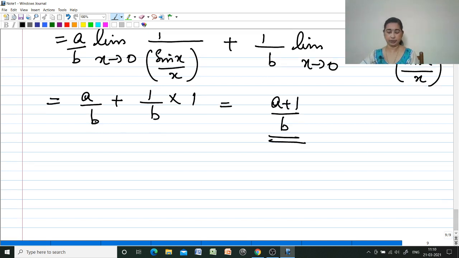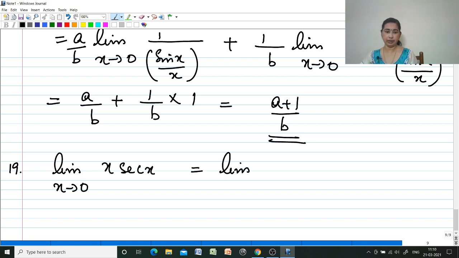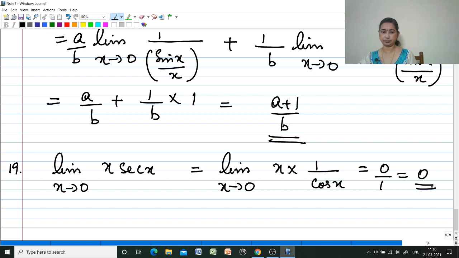Now next one, question number 19. Limit x tends to 0, x into sec x. So this is equal to limit x tends to 0, x into 1 by cos x, and that is equal to, applying cos 0 is 1, x tends to 0 means 0, so that is 0 by 1, which is equal to 0. So there is nothing more to write there.